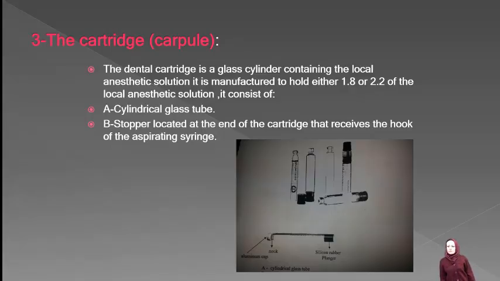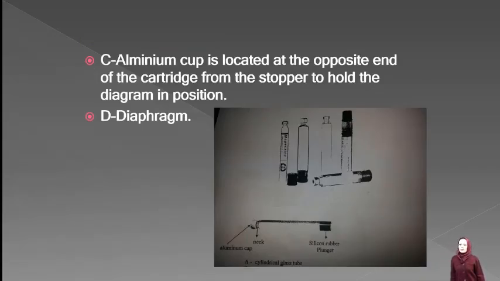It consists of: A, cylindrical glass tube; B, stopper located at the end of the cartridge that receives the hook of the aspirating syringe; C, aluminum cap, located at the opposite end of the cartridge from the stopper to hold the diaphragm in position; D, diaphragm.